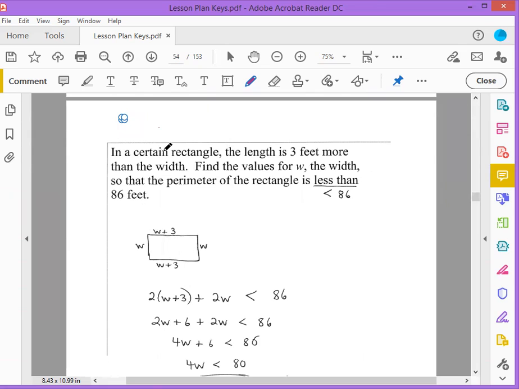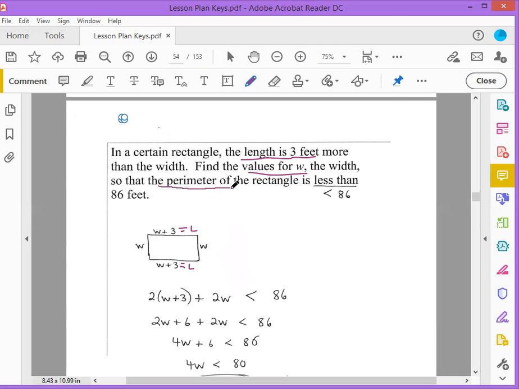In a certain rectangle, so here's our rectangle, the length is 3 feet more than the width. So here our long side, we wrote, is 3 feet more than the width. More than means to add. So we add w, the width, plus 3. And remember, your length is the same. The opposite sides are equivalent. And our short sides are the width. We put w to represent the width.